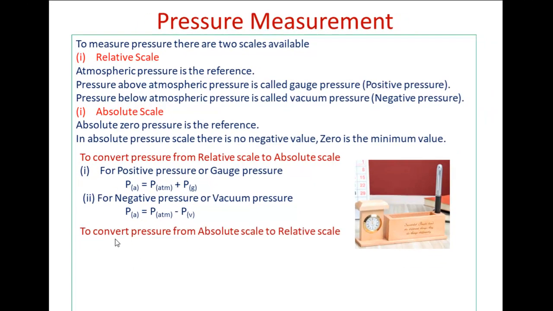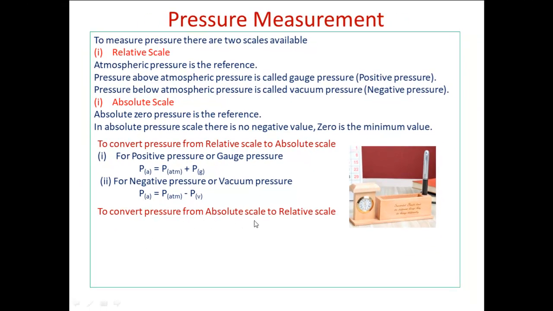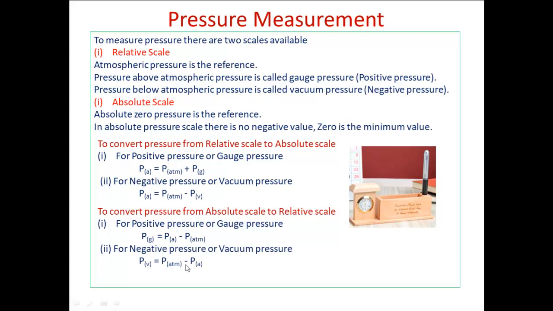Now if you want to convert from the absolute scale to the relative scale, then for positive pressure, to calculate the gauge pressure, if you know the absolute pressure, it is absolute pressure minus atmospheric pressure. Similarly, for negative pressure, if you want the vacuum gauge value or the negative pressure value, then it is atmospheric pressure minus the absolute pressure.